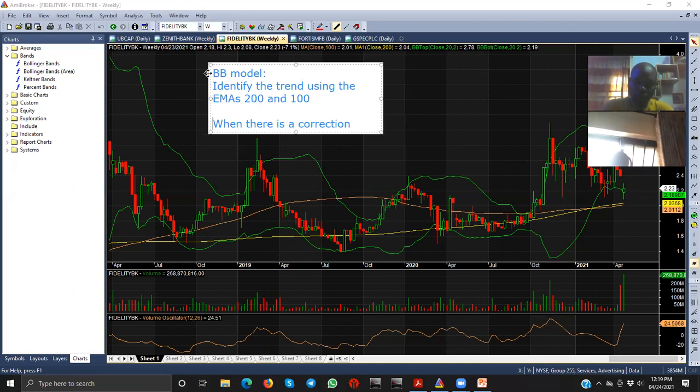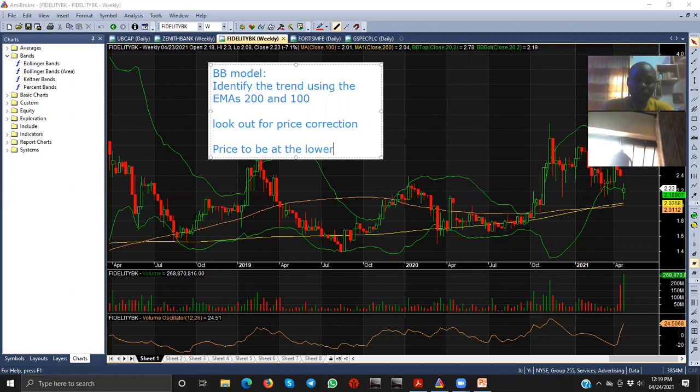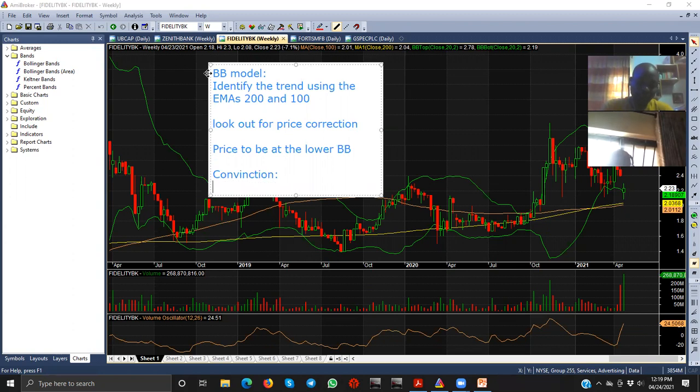Two, we want to look out for a price correction. The third one is we want price to be at the lower Bollinger Band. I hope you get that. Then there's what they call conviction. The point of conviction is that we want to see the three align: the EMA and the lower Bollinger Band.